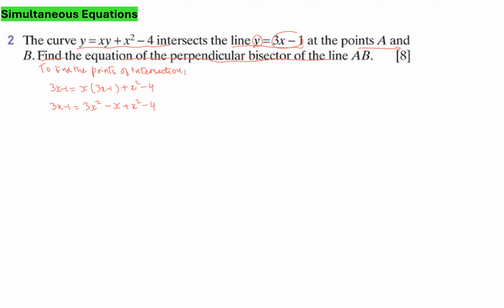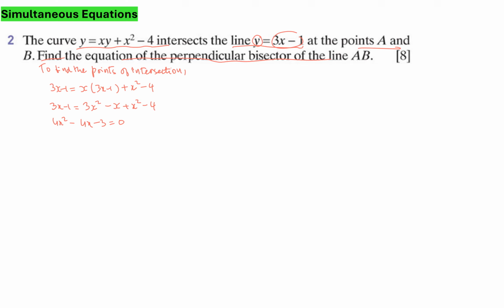If I bring them all to the left hand side and simplify, I would get 4x squared, and then minus x minus 3x would be minus 4x, and then minus 4 plus 1 is minus 3, and that equals 0.